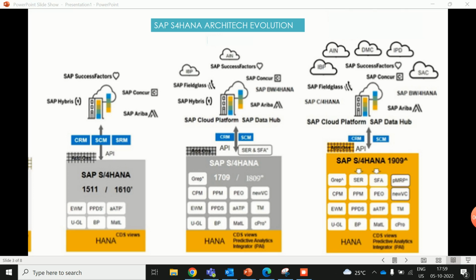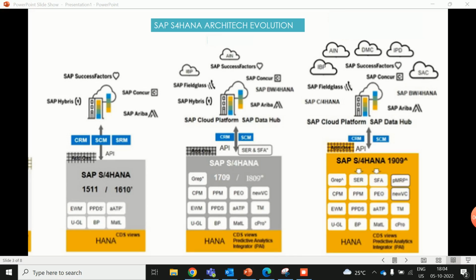in the releases of 1511 and 1610, they launched features of enterprise warehouse management, business processing, and material management ledger. In the 1709 and 1809 releases, they launched features of commercial product management, production planning management, and advanced transportation. Such features they have launched. Their further release is 1909. In this release, they launched their advanced features.